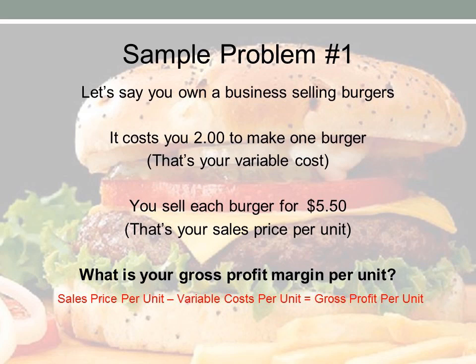Now, remember, step one, we have to figure out what our gross profit margin per unit is. So we take the sales price, right, and our sales price is $5.50, and we subtract our variable cost per unit, which was $2, and that's going to give us our gross profit per unit. So if you're working that out and haven't got to it yet, you may want to pause because I'm going to switch slides and show you what the answer is.